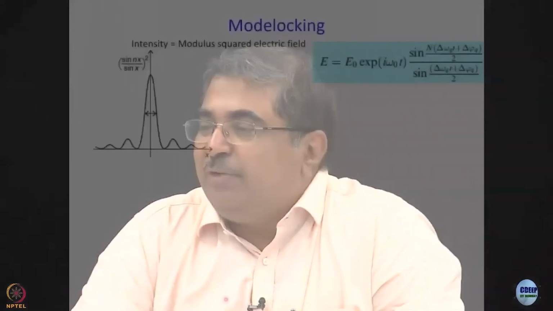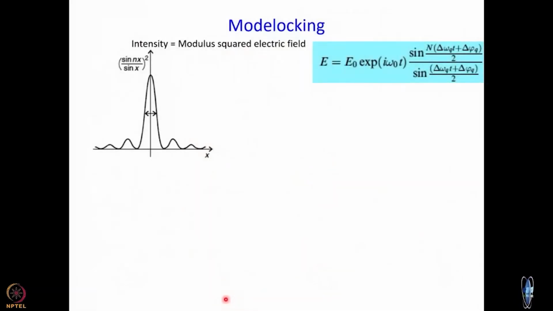Okay. So, this is what we end up with. The form of the function is something like, if you are talking about intensity, sin nx by sin x whole square. Okay. What is x? x is this delta omega t plus delta phi divided by 2. And for the plot of sin nx by sin x, I encourage you to do it using whatever graph plotting software you want to use. You will see this is what you get, and this is a kind of function that we encounter everywhere.